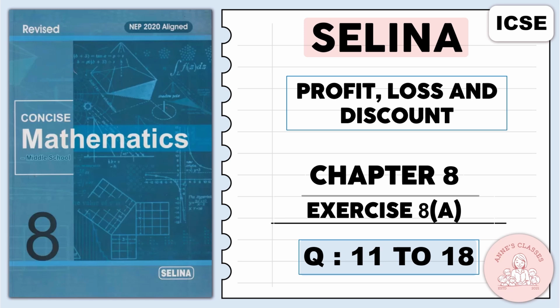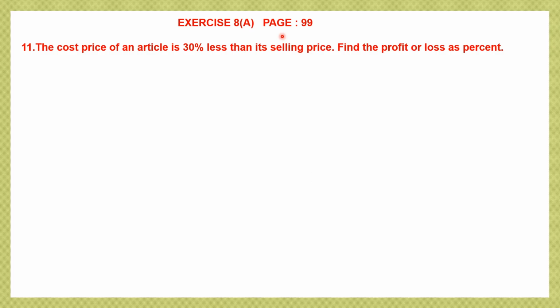Let's do Profit, Loss and Discount, Chapter 8, Exercise 8A. Page 99, Question 11. The cost price of an article is 30% less than its selling price. We have to find out, first of all, if there was a profit or a loss and then the percent. So, the cost price of an article is 30% less than the selling price.